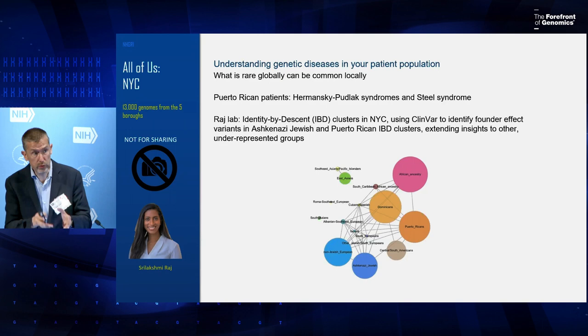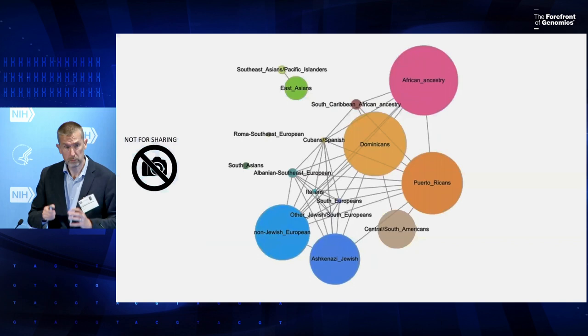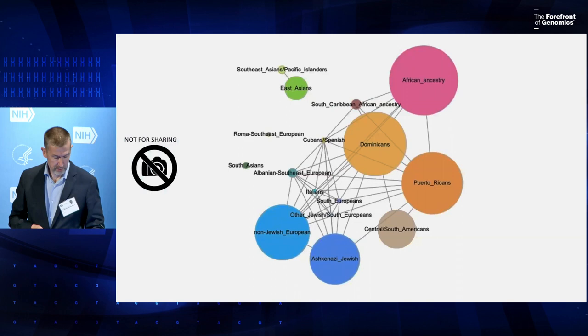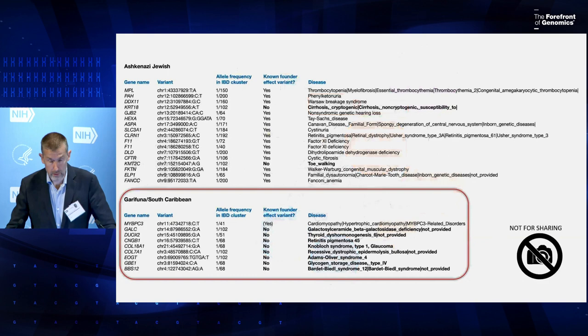So this is why what Sri did was she looked to see what's happening in New York City in general. So these are clusters. The size is the number of people. The distance is the FST, the relatedness. And it makes a lot of sense. Europeans with Europeans, African with African, and so on. And the one that I like to focus you on is this South Caribbean group here with African ancestry. And through our colleagues at Mount Sinai, we were able to deduce that these are Garifuna, South Caribbean, a very specific ethnic group from the South Caribbean.